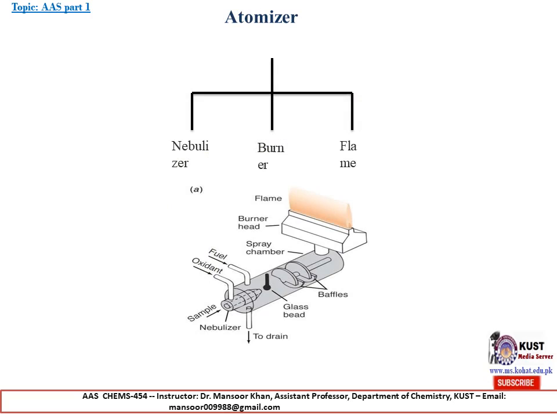The next important portion of the instrumentation of atomic absorption spectroscopy is the atomizer. The atomizer is that portion of the atomic absorption spectrometer which converts the sample solution into its neutral atomic gaseous atoms. That's why it is called the atomizer. An atomizer consists of three portions: nebulizer, burner and flame. The diagram of the whole atomizer is given below.